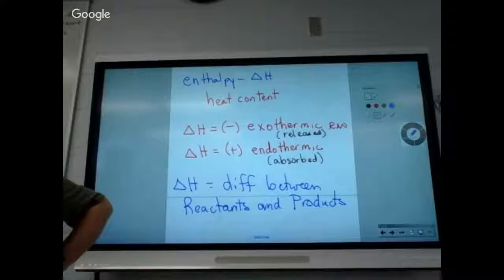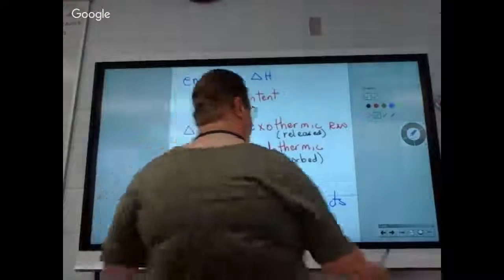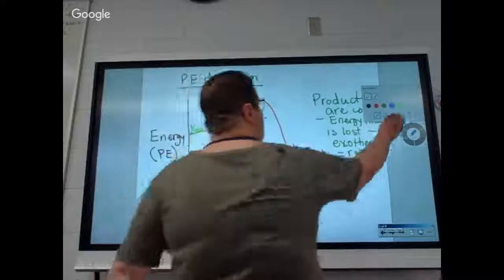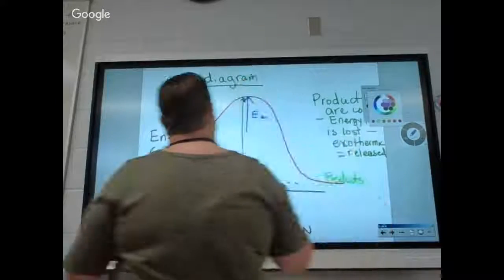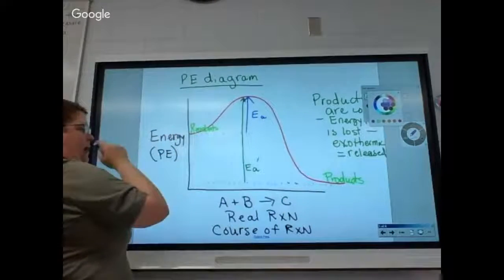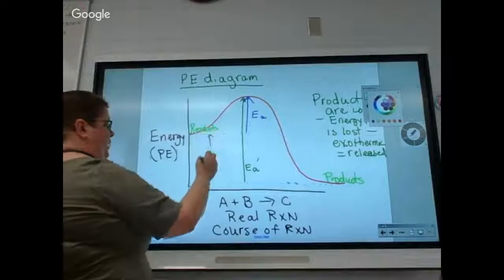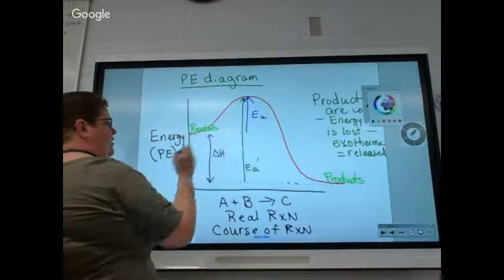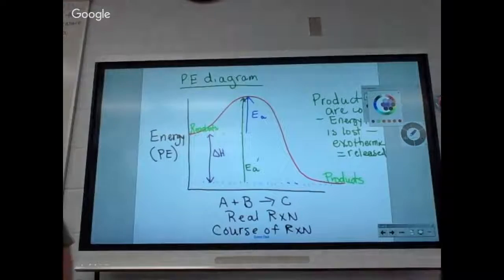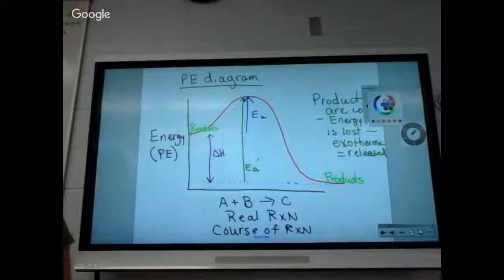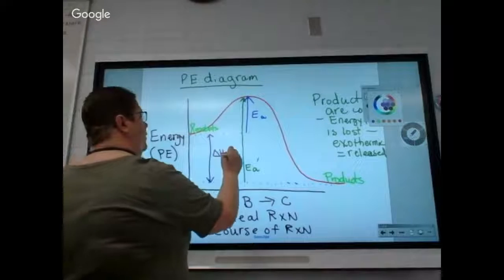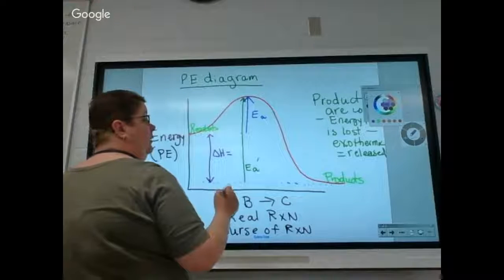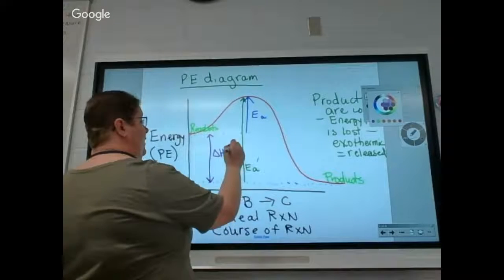All right, we caught up? So if I go back to the graph, where are the products? On the right. And the reactants are here, right? So the difference between here and here is delta H. So is delta H here going to be positive or negative? How'd you know it was negative? You told me it was what kind of reaction? You told me it was exo. That's how we know it's negative.